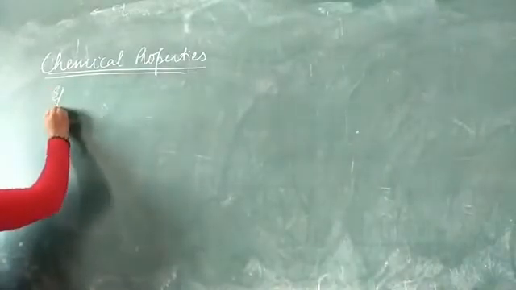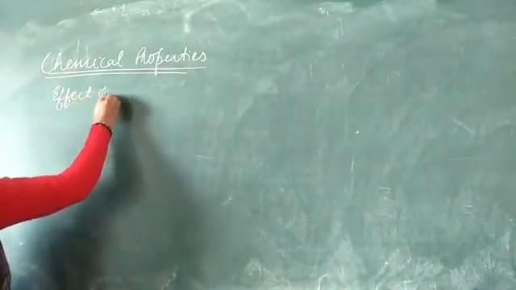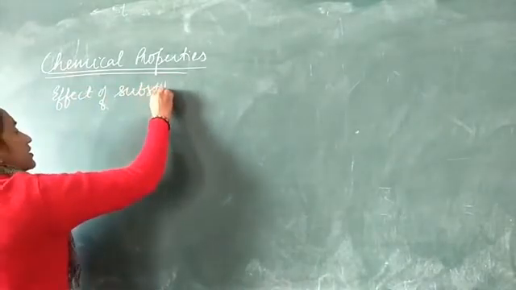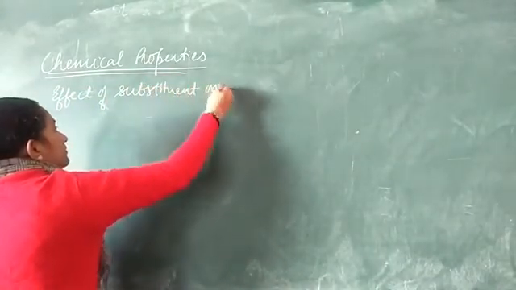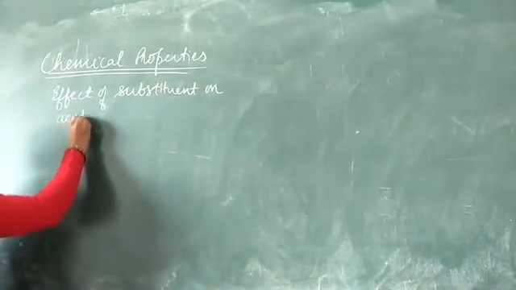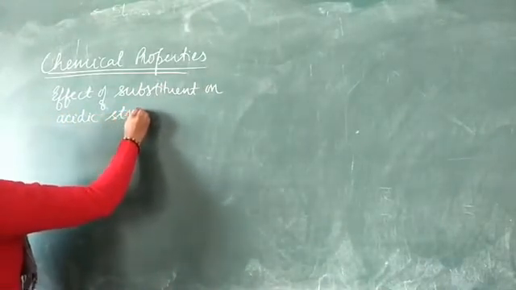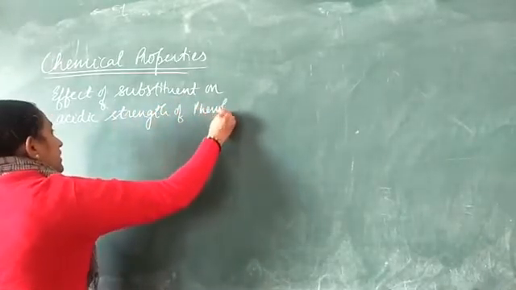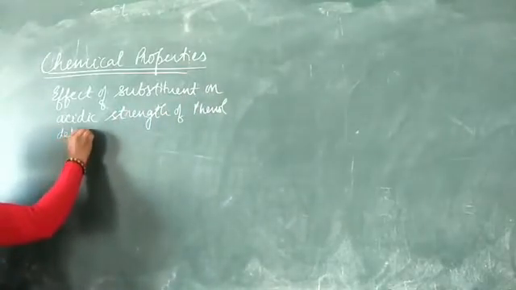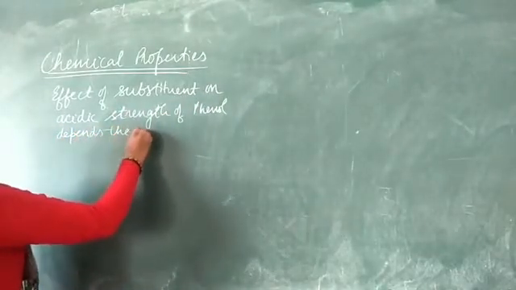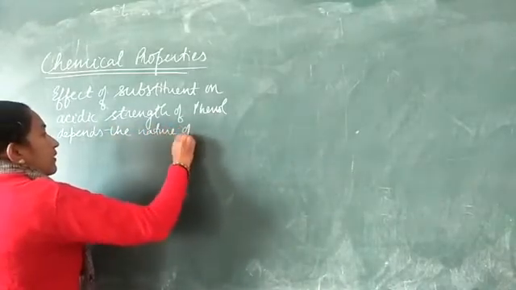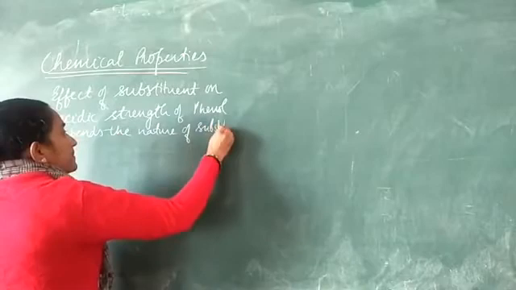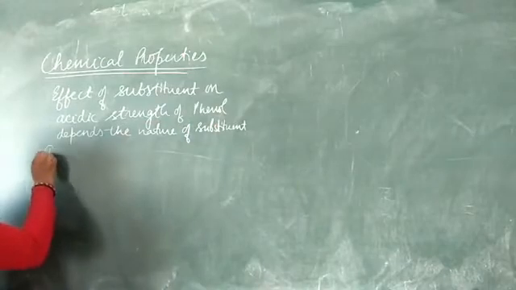Now students, the effect of substituents on the acidic strength of phenol depends upon the nature of the substituent, that is whether it is an electron withdrawing or electron donating group.